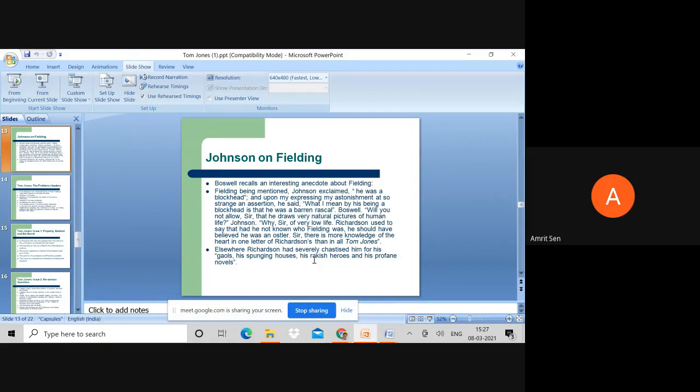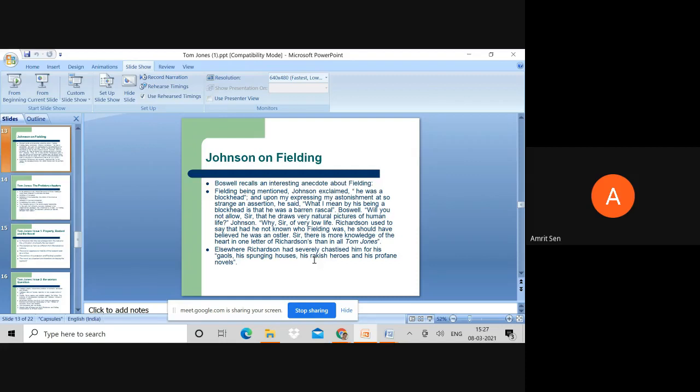Dr. Johnson said that Fielding was a blockhead. He said he was a barren rascal. He says, will you not allow, sir, that he draws very natural pictures of human life? And Johnson says, why, sir, of very low life? Richardson used to say that had he not known who Fielding was, he should have believed he was an ostler, somebody who looks after horses.